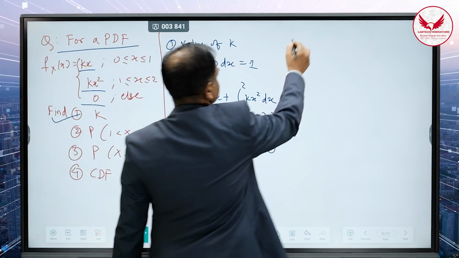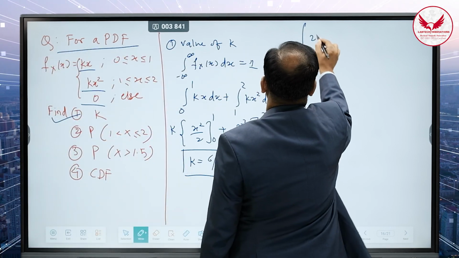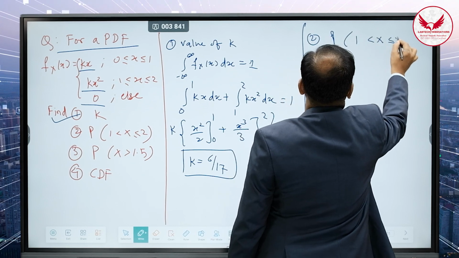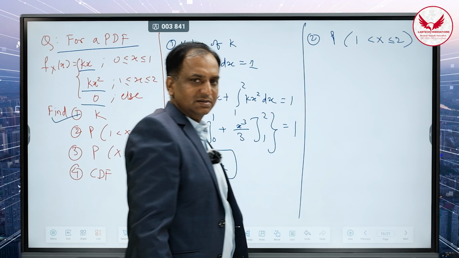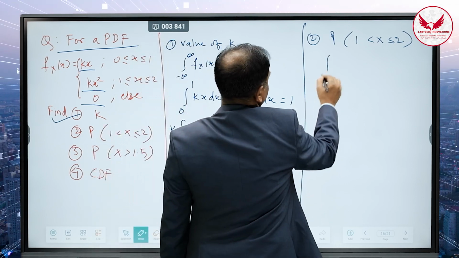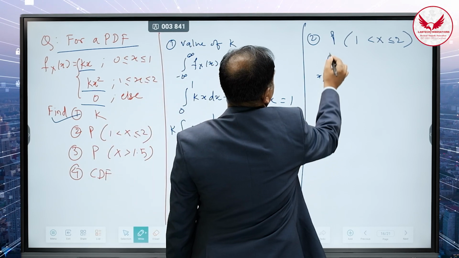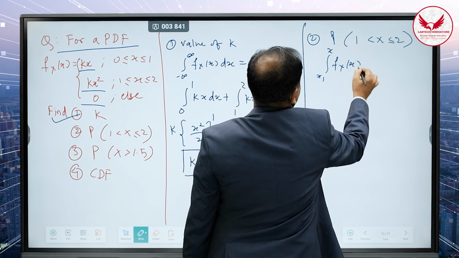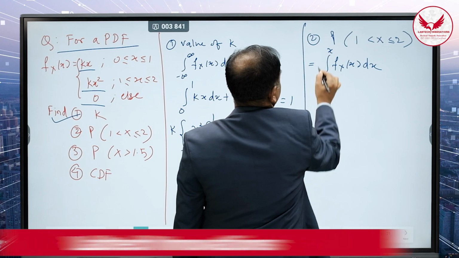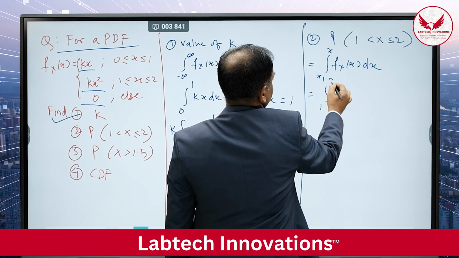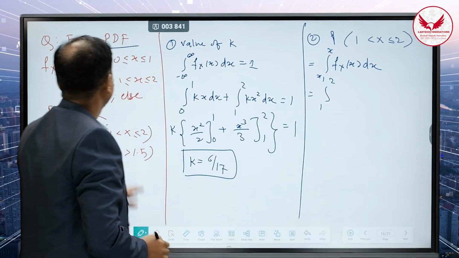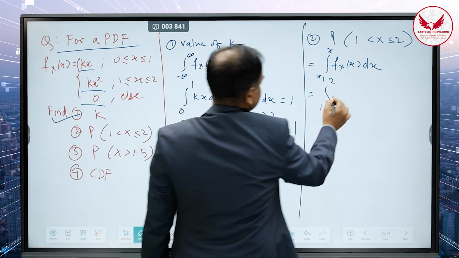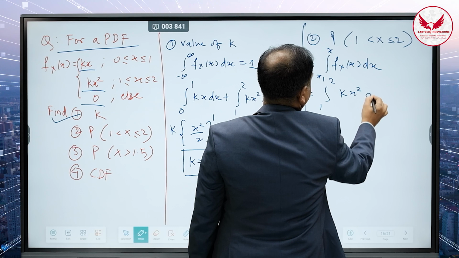The second part asks us to find the probability between the interval 1 to 2. Again you can use the property: integral from x1 to x2 of the probability density function f(x) dx. So the interval is 1 to 2. Between the interval 1 to 2, the value is kx square, so this is the integral of kx² dx.